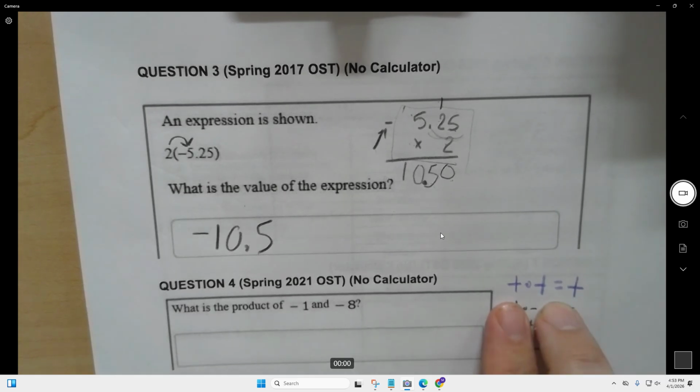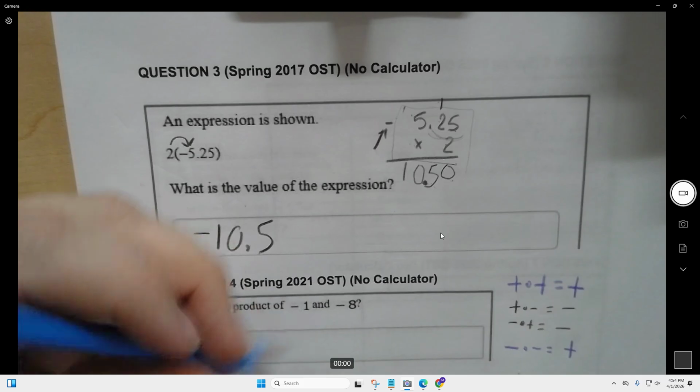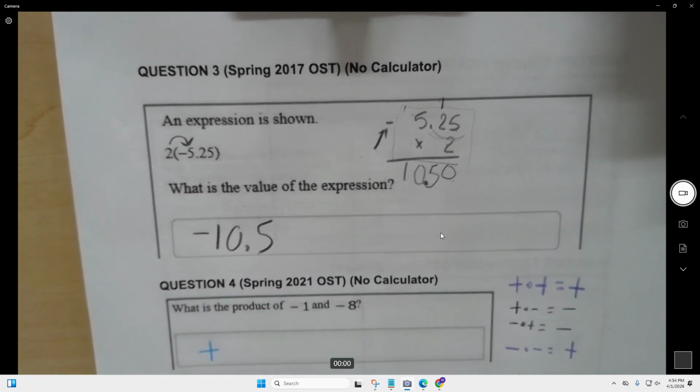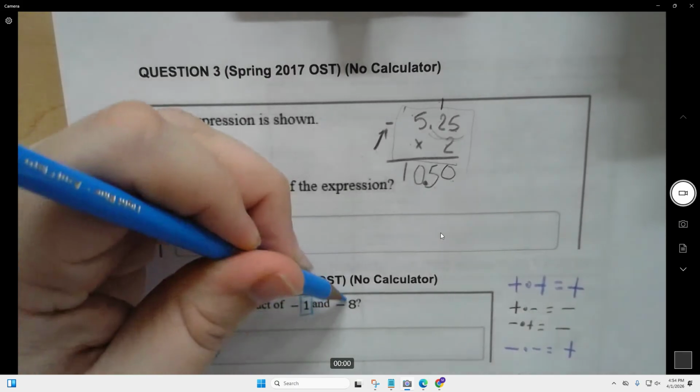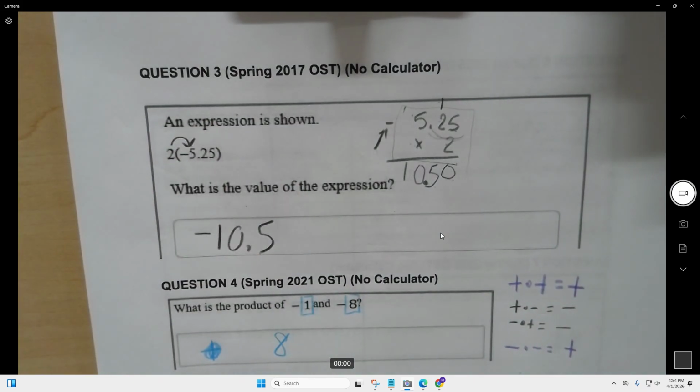So if both numbers have the same sign, whether that's both positive or both negative, then you will end up with a positive. If the two numbers have different signs, whether the first one's negative and the second one isn't, or the second one's negative and the first one isn't, then you'll end up with a negative number. So we know this answer is going to be positive. I almost said negative. It's positive. So then, after that, just comes down to what is 1 times 8. 1 times 8 is 8. Done.